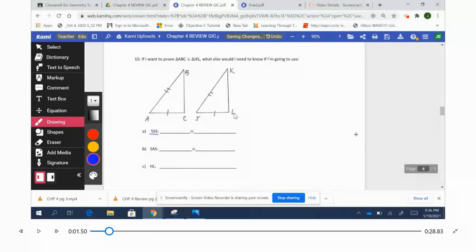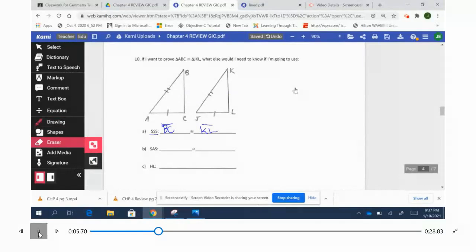AC is congruent to JL. So they've given you 2 out of 3 pieces of information. Now, they'll say, we want you to prove this by side, side, side. Well, then you're missing BC congruent to KL. And that's what would be expected. Okay? Now you could complete the proof by side, side, side. All right. So we're going to eliminate that.